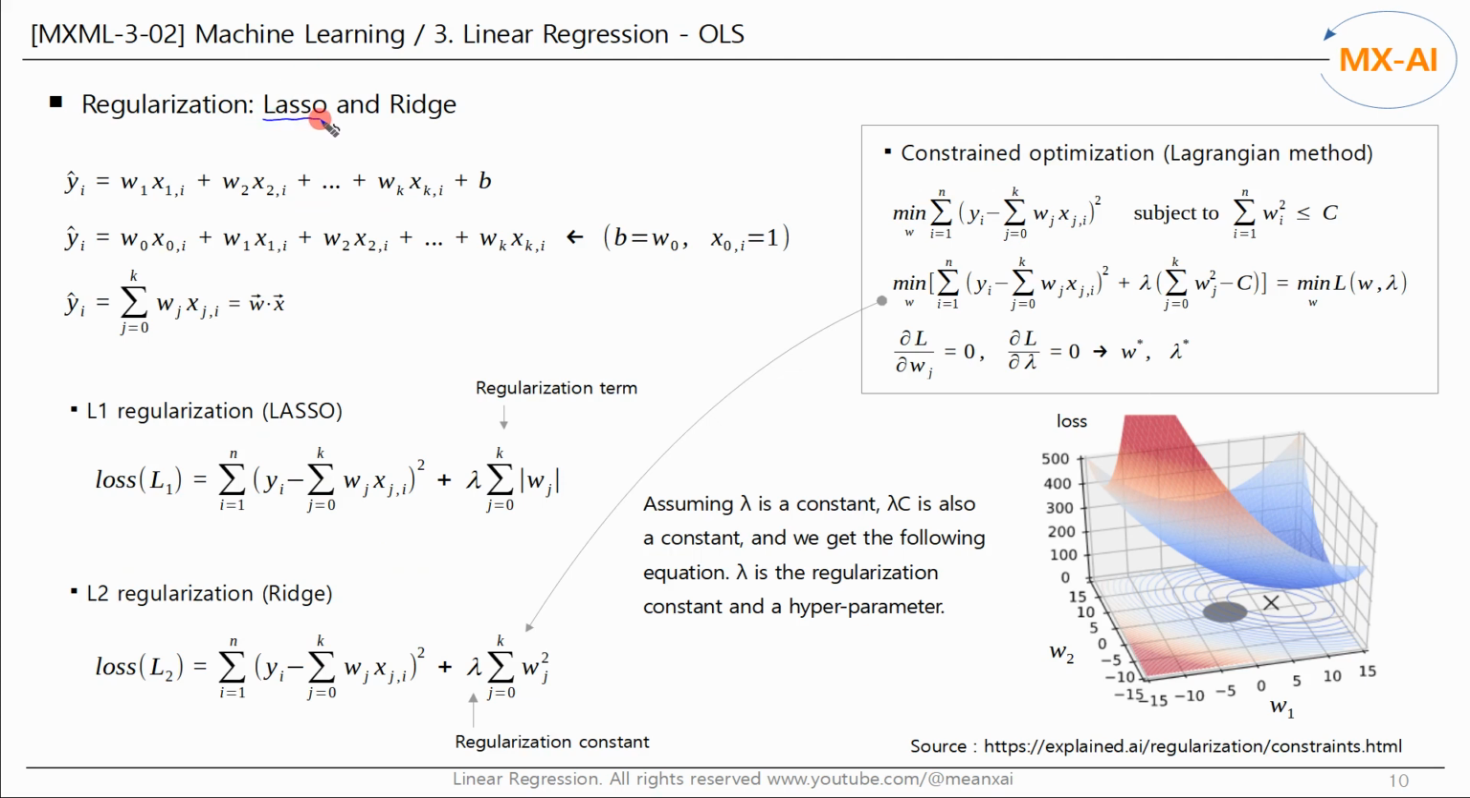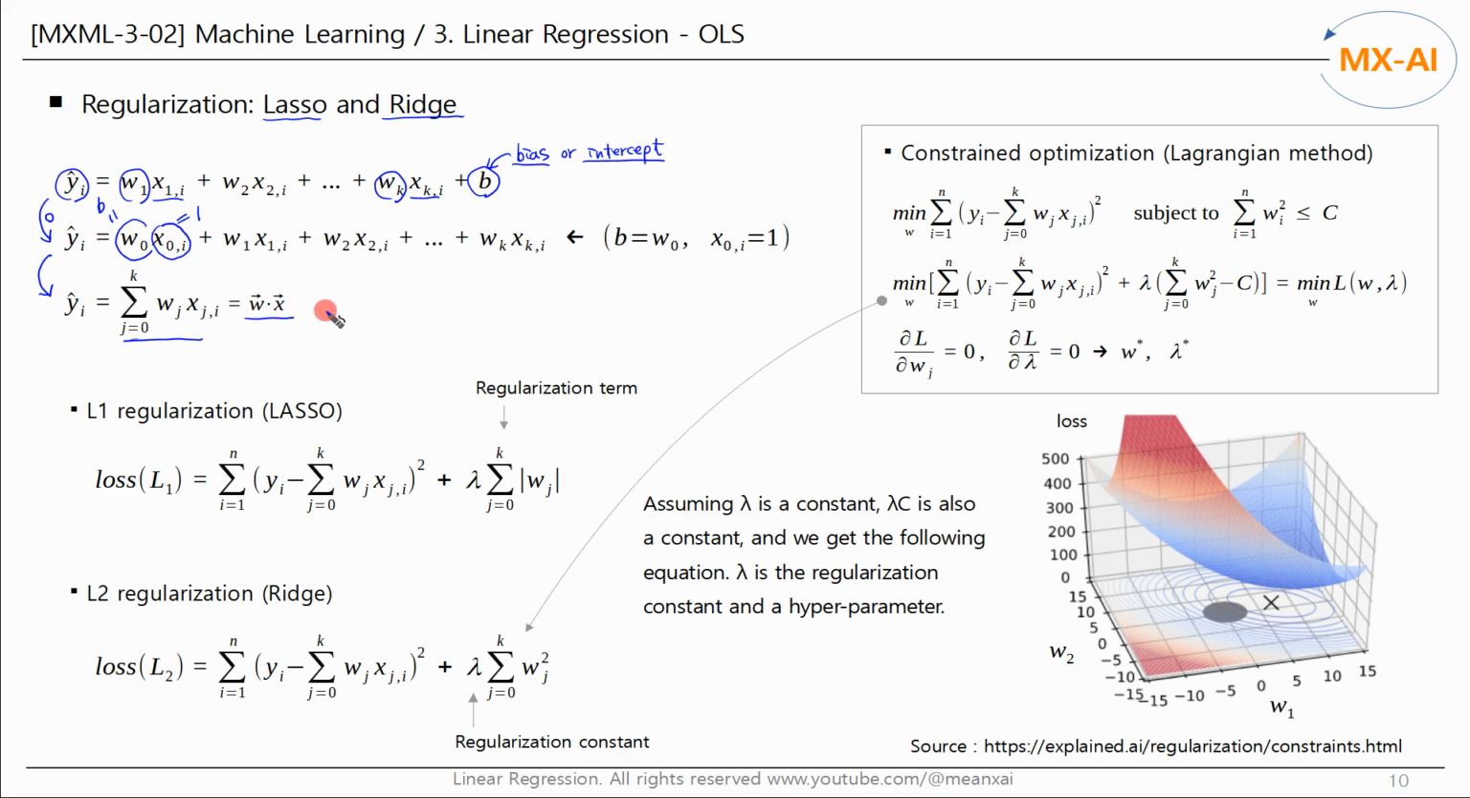Next, let's look at the LASSO and Ridge regularization methods. The multivariate regression line looks like this. There are k features x and k parameters w. And there is b, which is the bias or intercept. Let's write this equation as follows. If x0 is 1 and w0 is b, these two equations are equivalent. Then we can simply write it as follows.